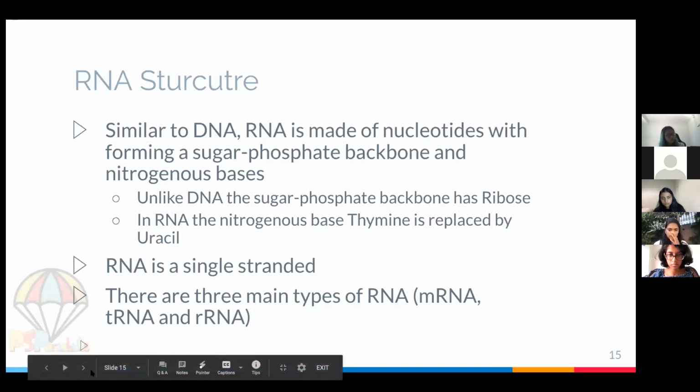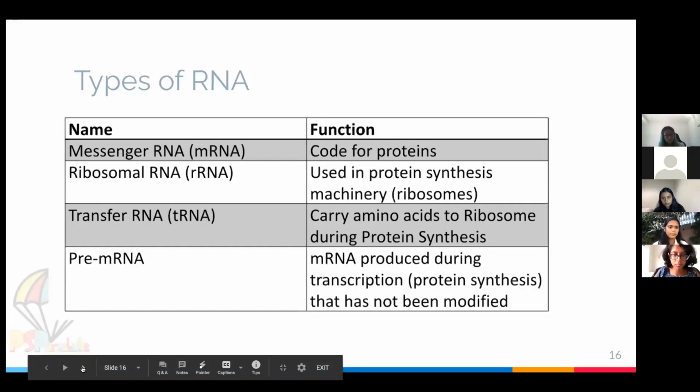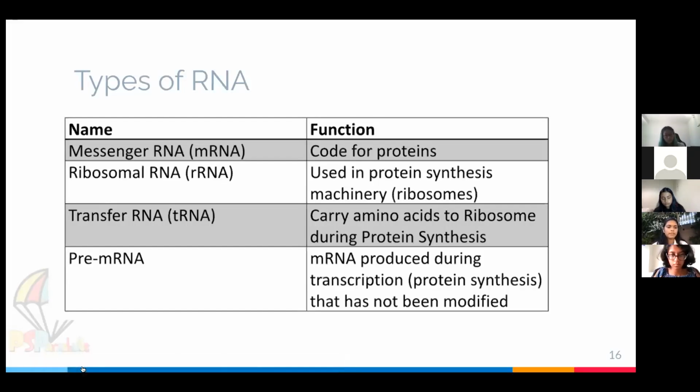So if we go on to the next slide, there's a table there. So there's messenger RNA, which is used to code for proteins. Ribosomal RNA is what allows for the synthesis of proteins. Transfer RNA is what carries the amino acids to the ribosomes during protein synthesis. And then there's pre-mRNA, which is sort of a subsection of mRNA, and that's what's produced at the end of transcription.